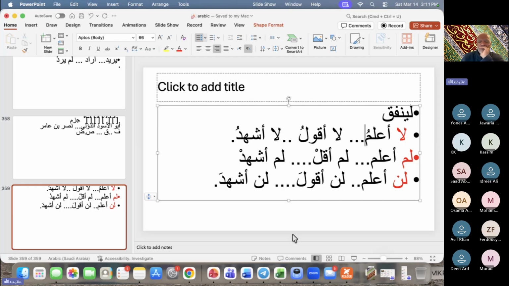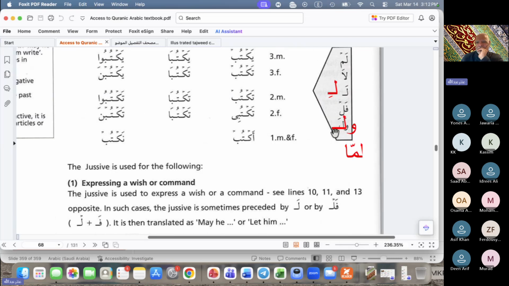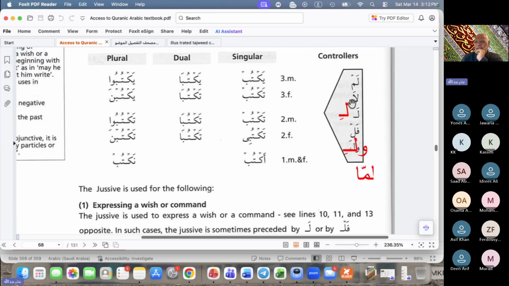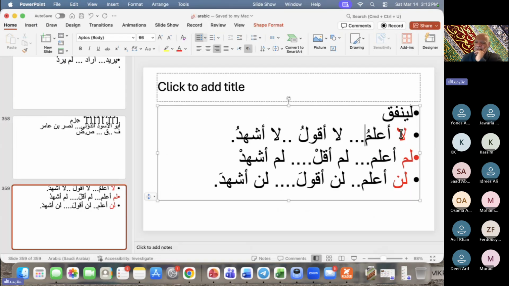Okay. Now, Muhammad, look here. We have la here, right? You see, we have lam, la, and li, and lamma. This la is different. It is not like this la. Because this la means negative for the present, and it doesn't do anything to the verb. It will still be مرفوع. لا أعلم, لا أقول, لا أشهد. So this is a la for negation. It doesn't do anything to the verb.